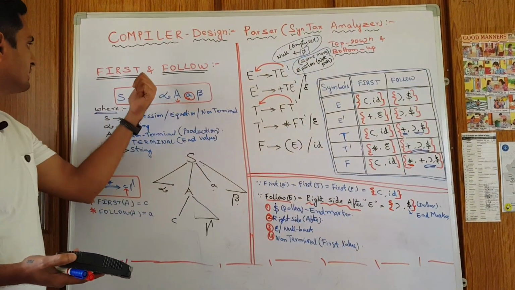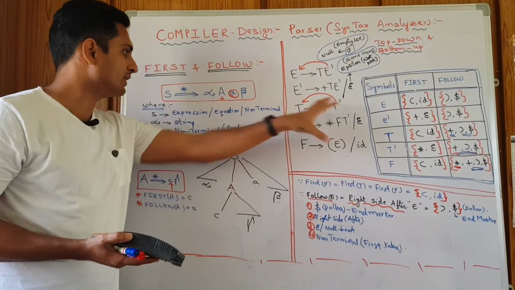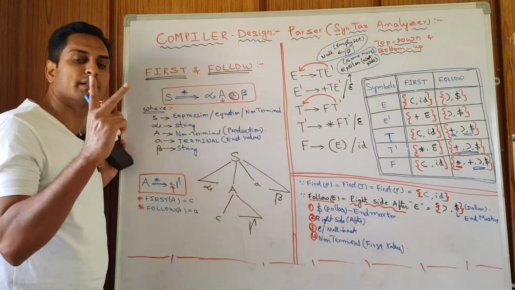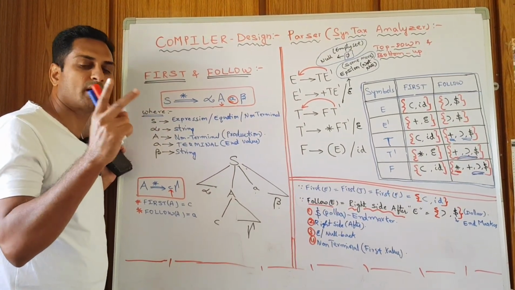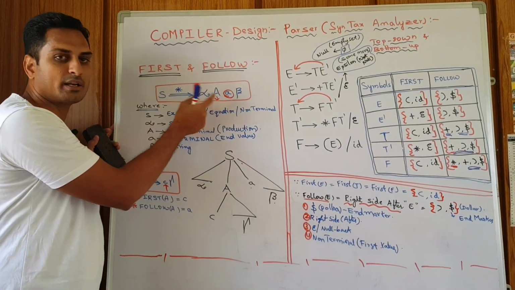Here our topic is first and follow. This is a theory, with this we will solve this problem, we will solve this equation. First and follow are two functions, or we will call them methods in Java. Two functions. This is the expression or equation.